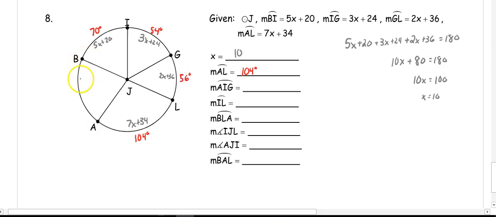Now we can also find BA because again, BL is our diameter. So if I do 180 minus 104, I get 76 degrees. This will help us finding the remaining arcs. So the next arc is AIG. So to find AIG, we can add 76 plus 70 plus 54. And when we add those together, we get 200 degrees.